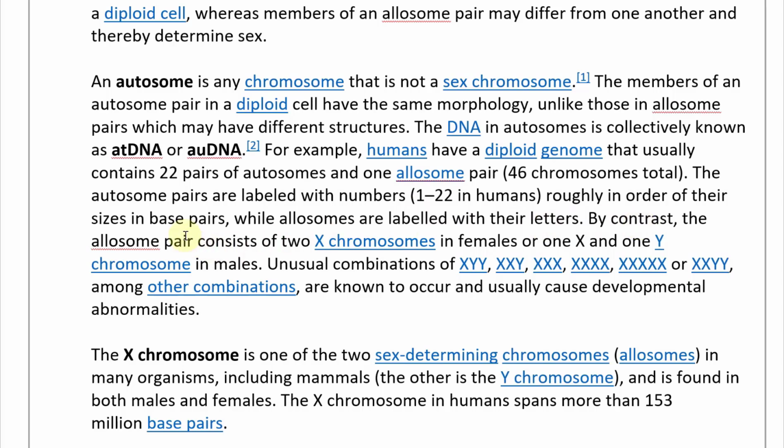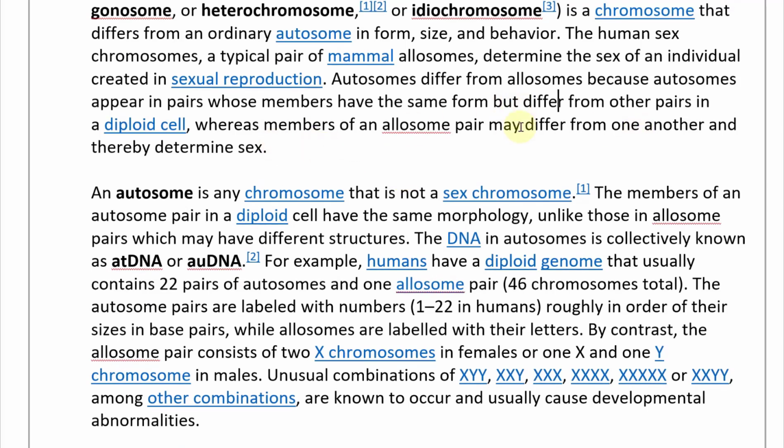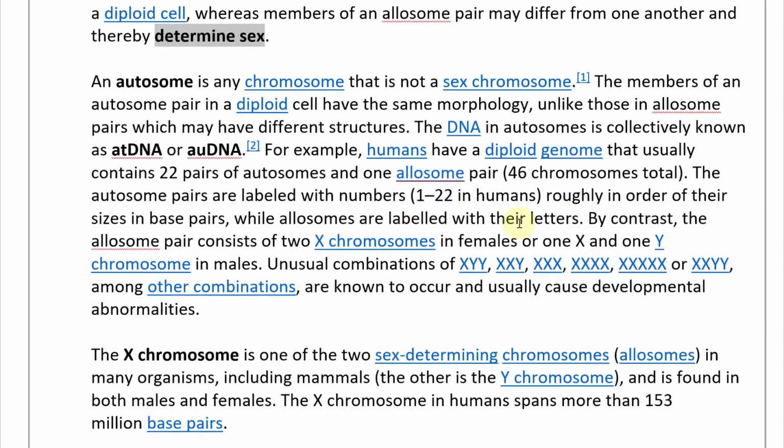By contrast, the allosome pair is 2 X chromosomes in females or 1 X and 1 Y chromosome in males. In other words, the allosome pair may differ from one another and thereby determine sex. So that's the key point right here. And notice right here, if you have an X and an X, so 2 X chromosomes, that's in females, or if you have 1 X and 1 Y, that is male. So if you have a Y, that's a male.